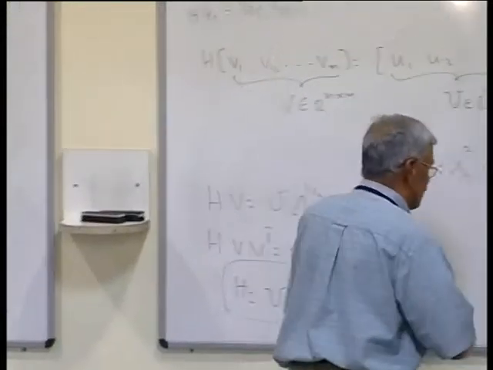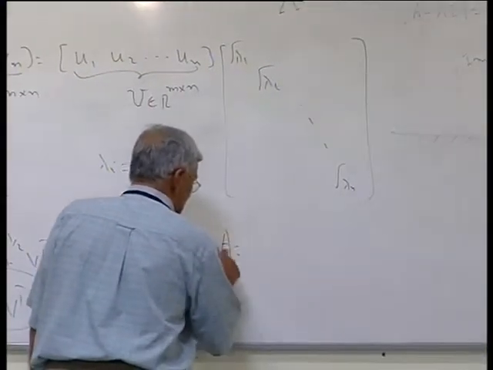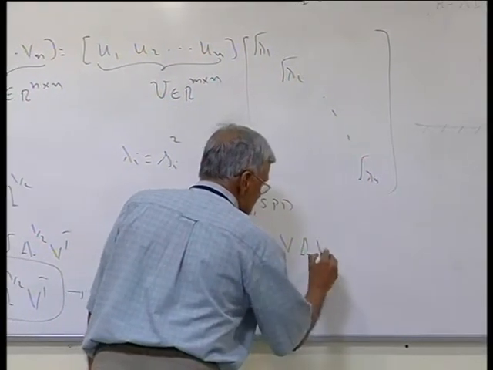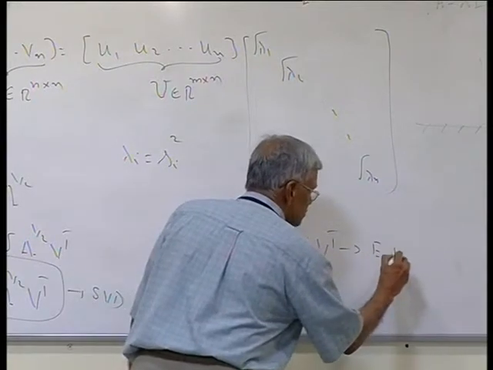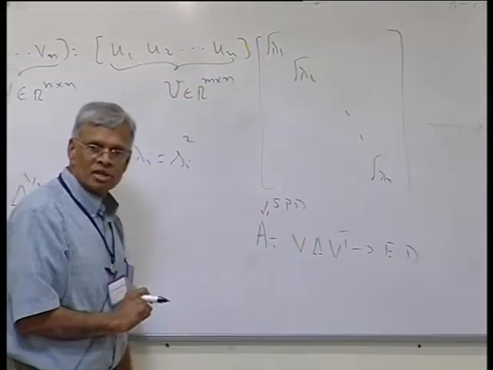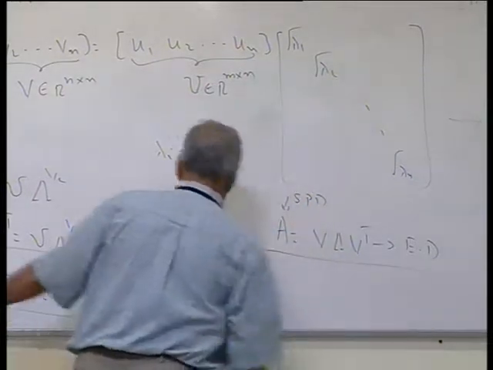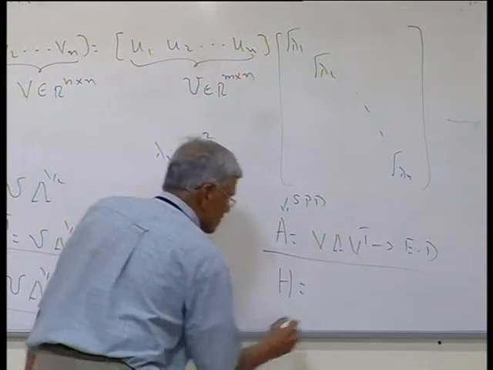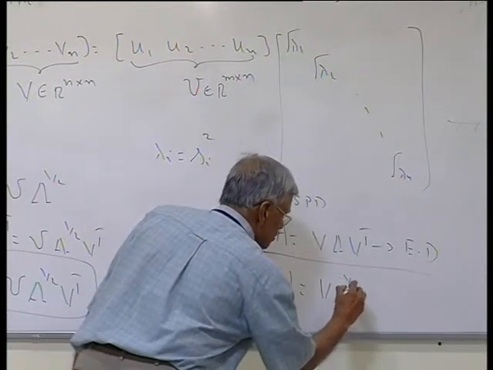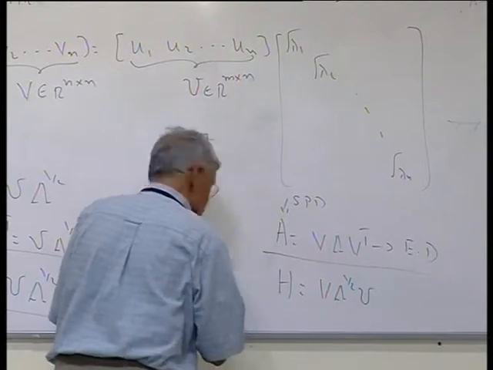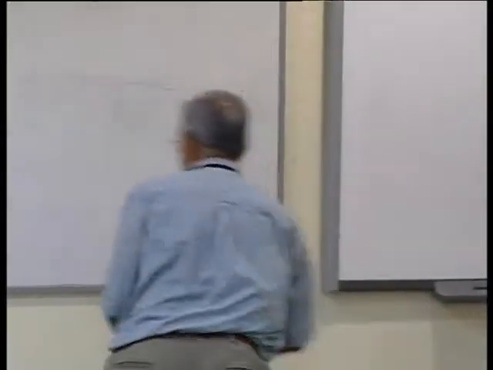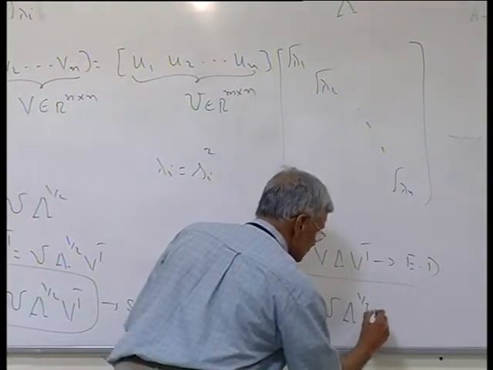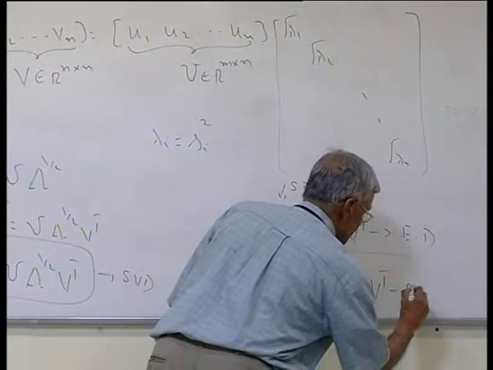Now let's talk for a few minutes now. A SPD is V lambda V transpose. This is called eigen decomposition. In this case, A is a square matrix. Now what I have done? Using this, I am able to express a non-square matrix to be U lambda to the power half V transpose, sorry, the other way around. This is called SVD.